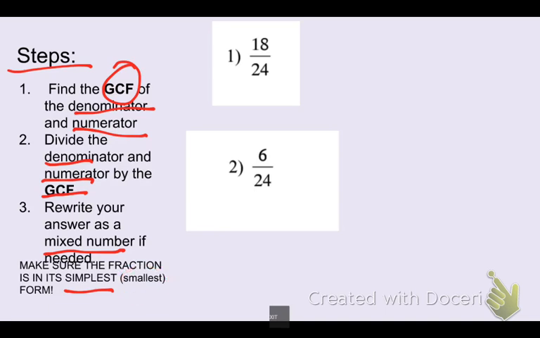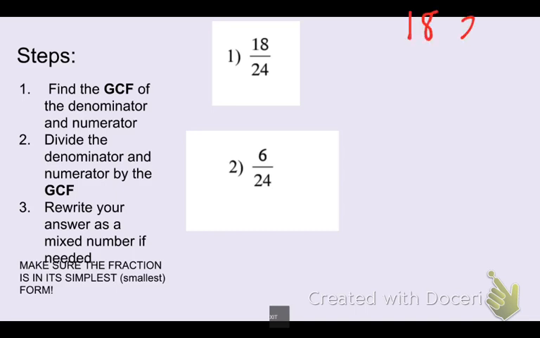So let's go ahead and do that. With our first one, we have 18 and 24. So I'm going to go off to the side, list out the factors of 18 and the factors of 24. Oops, 18 and 24.